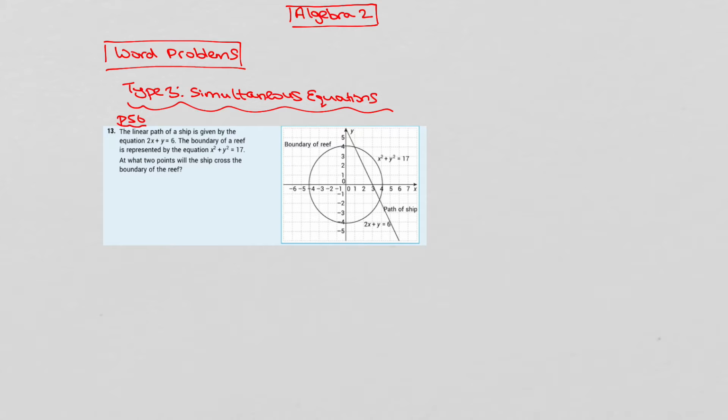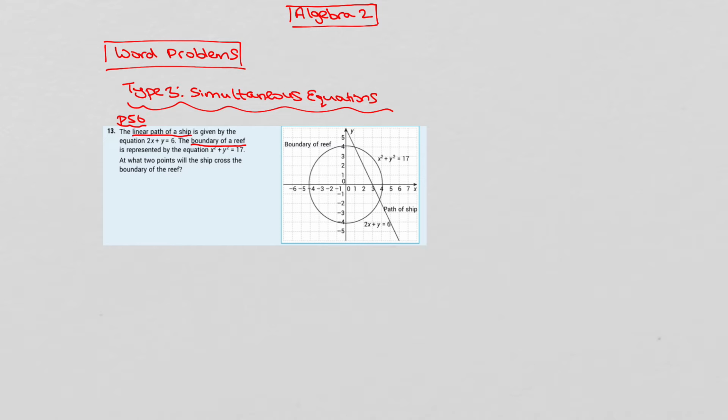Algebra 2 word problems. Type 3 simultaneous equations. So we're going to do question 13 as our example on page 56 in our book. And we can see here that we have a diagram representing a reef, and it's the boundary of a reef. And then we have the linear path of a ship.